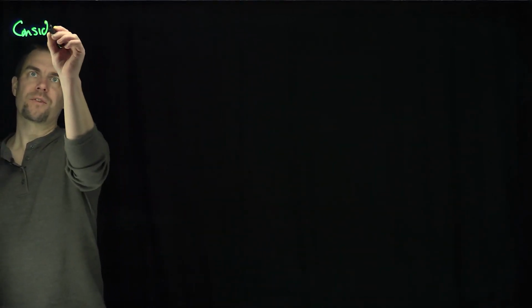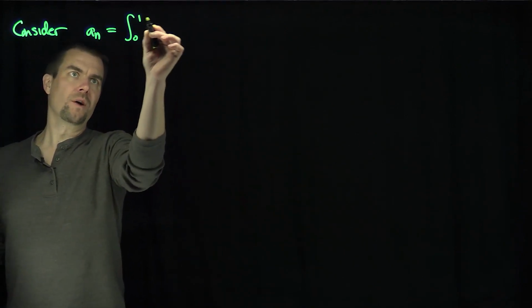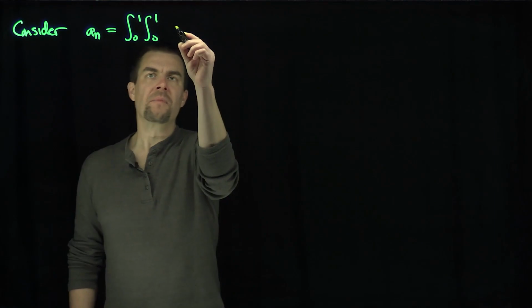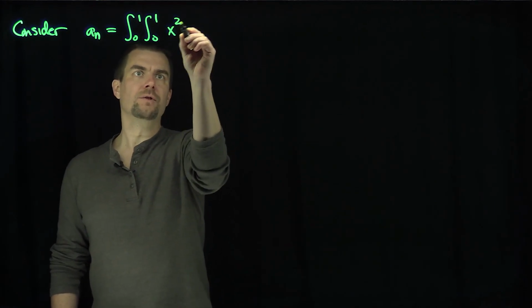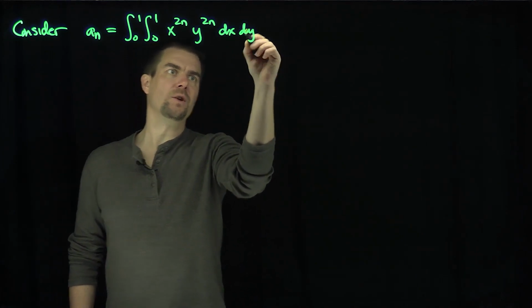Hello students, in this video we'll compute the sum of the reciprocal of the natural numbers using a double integral. Let's consider a sequence a_n, which is the integral from 0 to 1, the integral from 0 to 1 of x^(2n) y^(2n) dx dy.